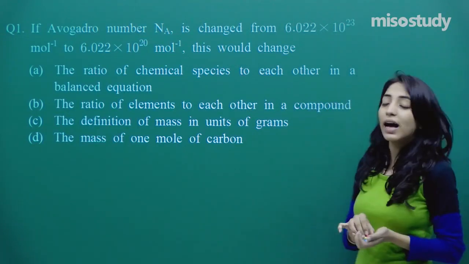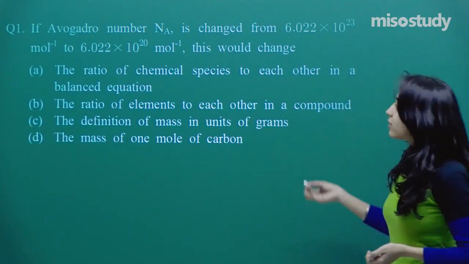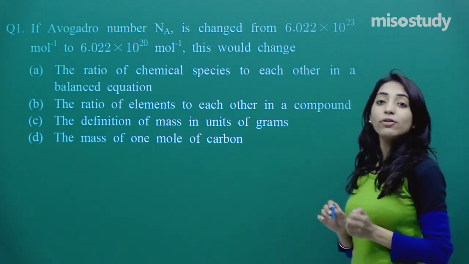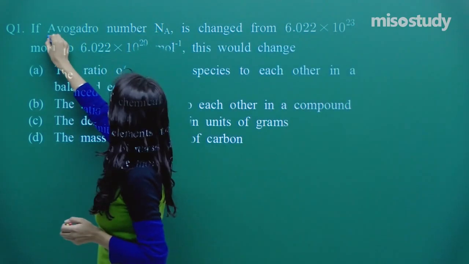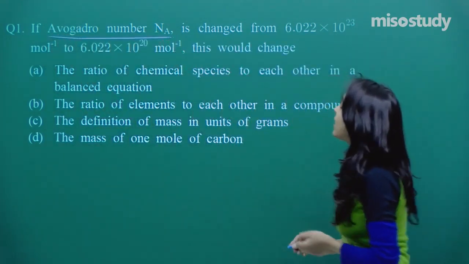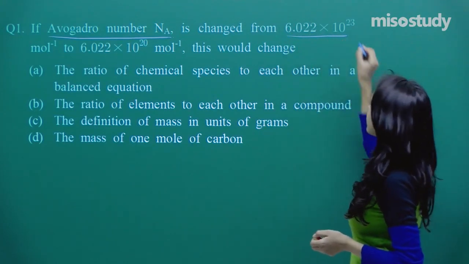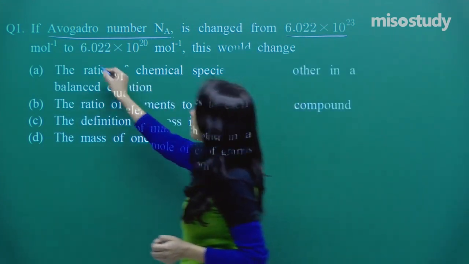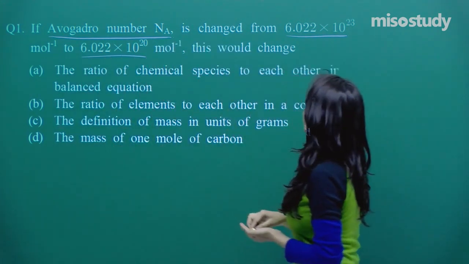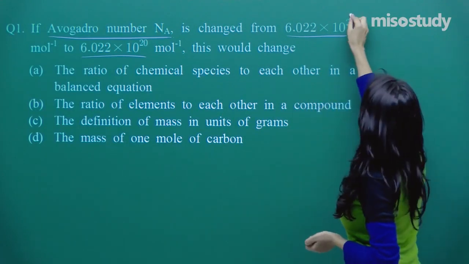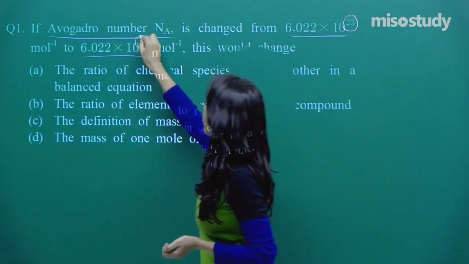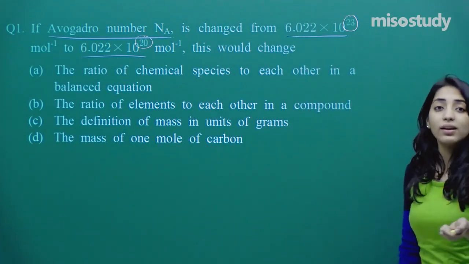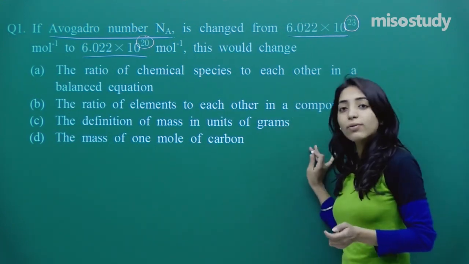This question I remember was asked in 2013. Let's read out the question. The question says that if Avogadro's number, which is Na, is changed from a value of 6.022 into 10 raised to the power 23 mole inverse to 6.022 into 10 raised to the power 20 mole inverse, that means you are bringing about a change in this value from 23 to 20. Now, which of the following options will get changed?